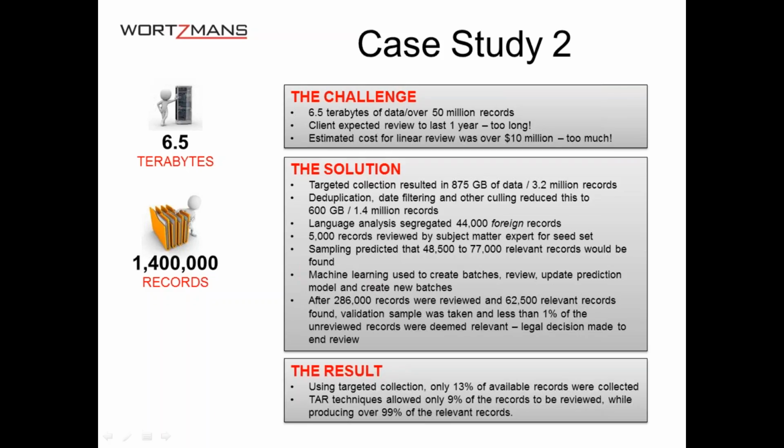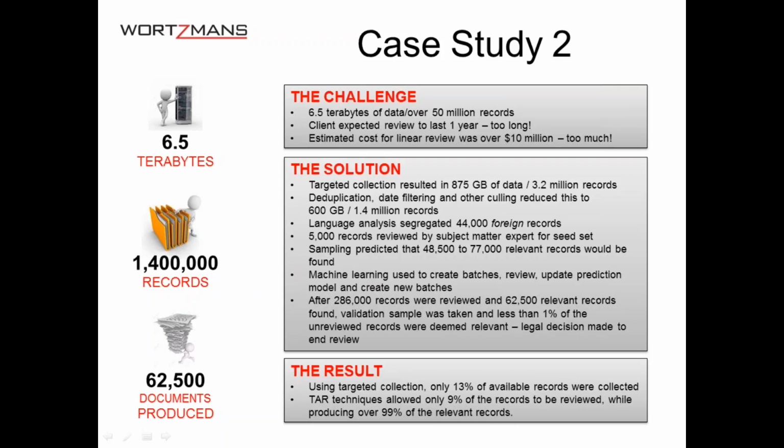And in this case, the result was really significant. Using the targeted collection, only 13% of the available records were collected, and then the TAR techniques allowed us to review only 9% of the collected records. So that's of the 3.2 million records. And by reviewing that 9%, we were still able to identify over 99% of the relevant records. So we would argue that's a very, very reasonable result and certainly legally defensible.